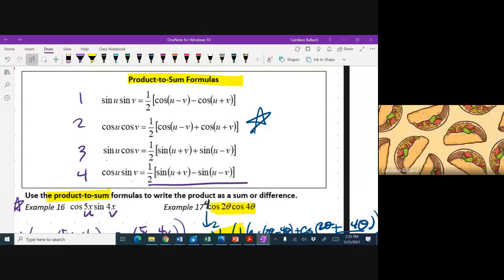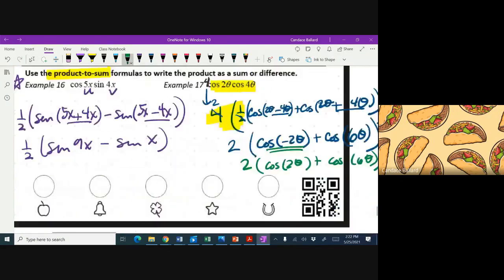I want to hear from everybody. Make sure you're helping out. Brian, make sure you're working in the chat or answering me out loud. Okay, so it looks like we're going to do number 3. So 1/2 sine of u plus v, sine of u minus v.